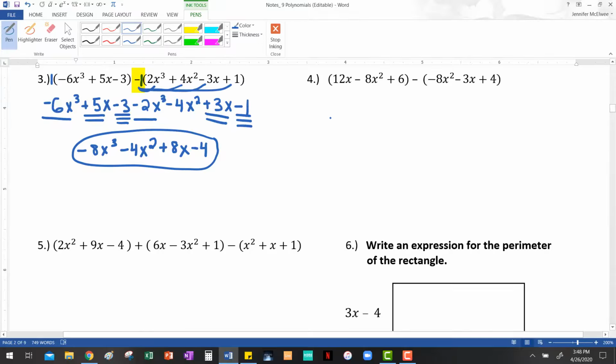All right, in example number 4, we're subtracting two trinomials. First thing I need to do is eliminate those parentheses. I can rewrite the first trinomial without changing it because there's nothing but a 1 in front of that quantity. I'm going to have to distribute that negative 1 for my second trinomial.